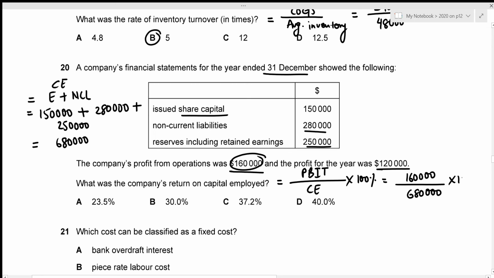So the return on capital employed is just going to be 160,000 divided by 680,000 times 100%, which results in the value of 23.5%. And this value is given in option A, so that will be our correct answer. Now we can move towards question number 21.